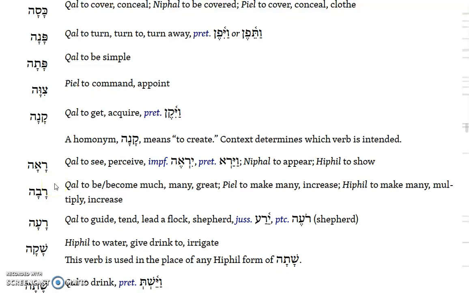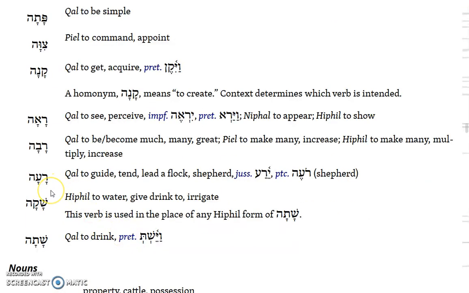And then ra'ah, to see or perceive, very common word. Often in the imperfect will show up as yir'eh, but then the preterite form would be vayar, where the aleph becomes quiescent. And then there's a nifal form that means to appear, and the hifil would be to cause to see or to show someone something. And then ravah means to be or become much or many. The piel means to make many, and the hifil would mean to multiply, to increase something, to increase the muchness or the greatness of.